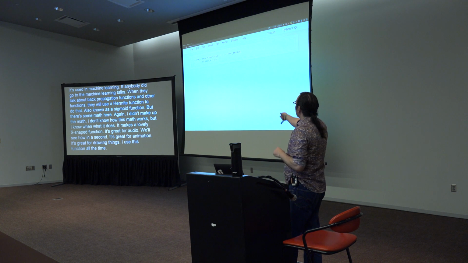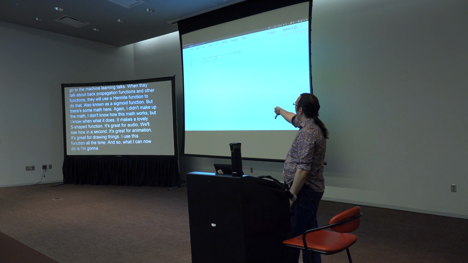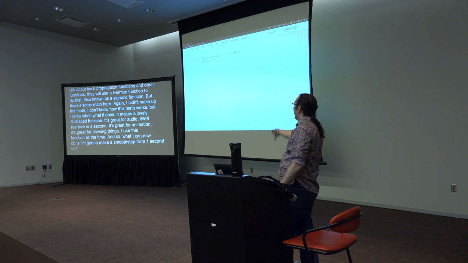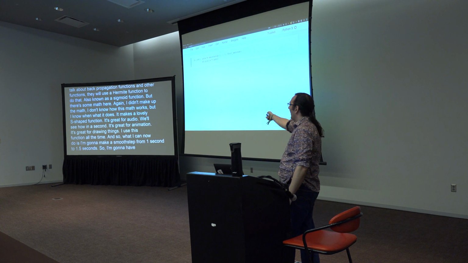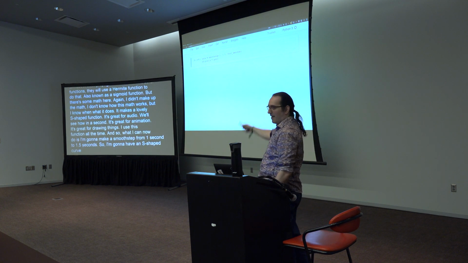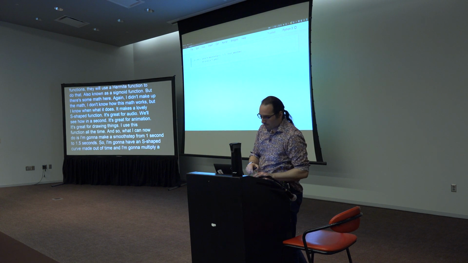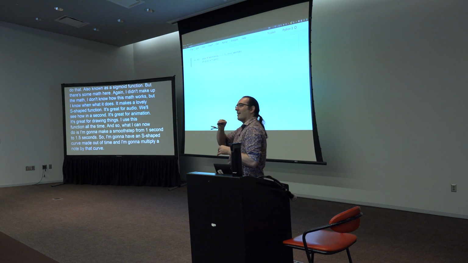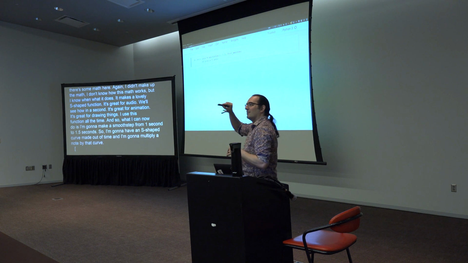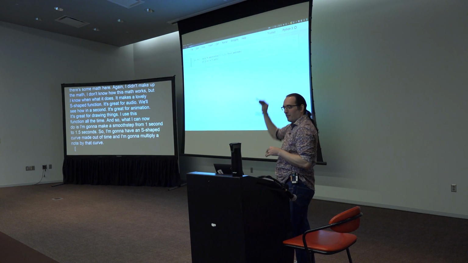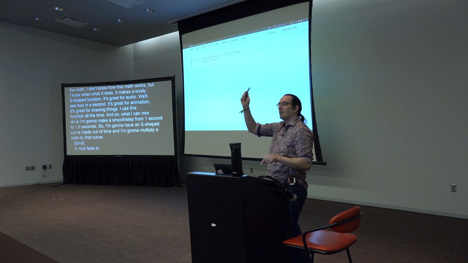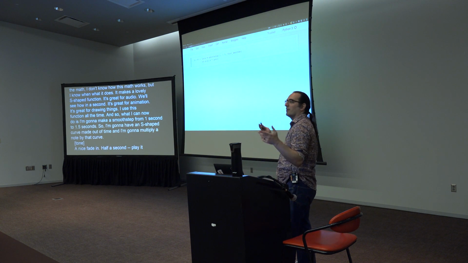And so what I can now do is make a smooth step from 1 second to 1.5 seconds. So I'm going to have an S-shaped curve made out of time, and I'm going to multiply a note by that curve. Got a nice little fade in there, didn't we? Took about half a second to go from nothing to a full frequency. All right, play that again. 1, 1,000, 2, 1,000.